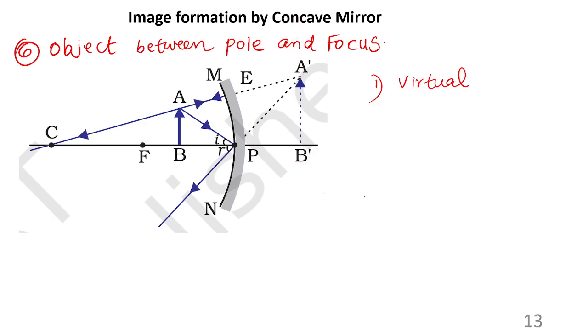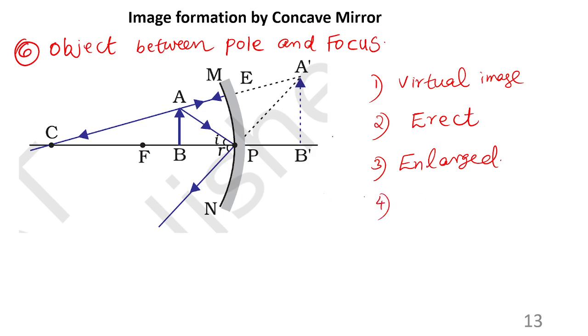Virtual image. The second property is that it is an erect image. Erect means it is not inverted. Third, it is enlarged, or magnified. Then fourth, image position: behind the mirror. So all properties are written.